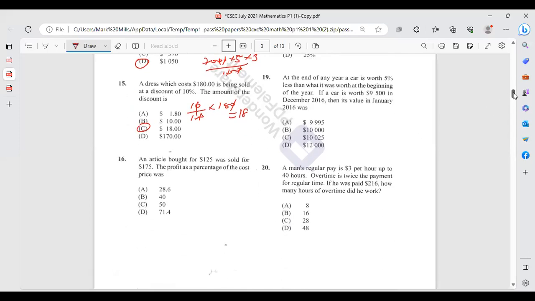Number 16. An article bought for 125 was sold for 175. The profit as a percentage of the cost price is, what will I do? You're going to subtract 125 from 175, which will give me 50. Then you're going to put it over 125, times 100. Let me see, 25 goes into 125 5 times, 25 goes into 50 2 times, so 20 times 2 gives me 40.